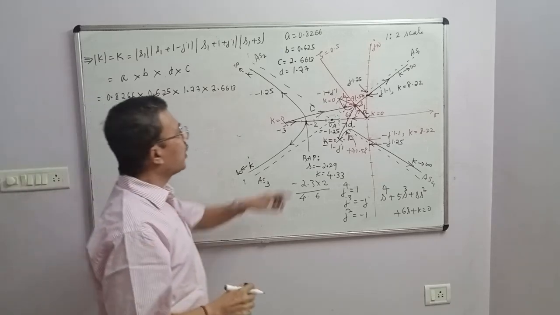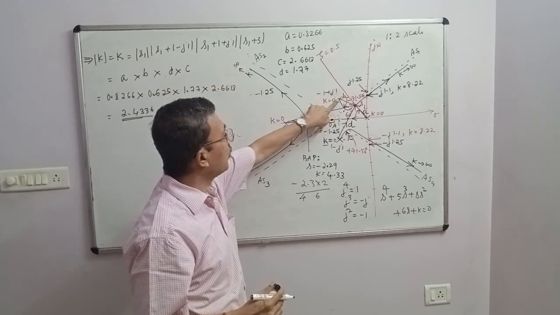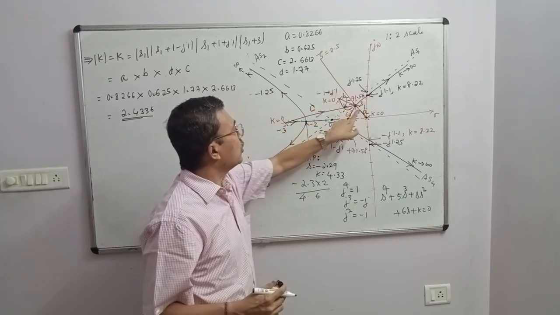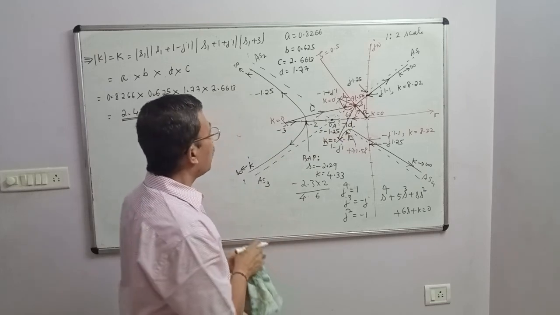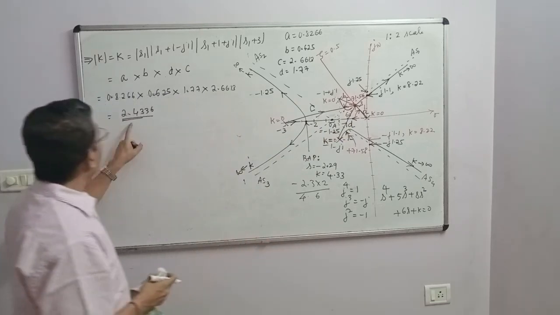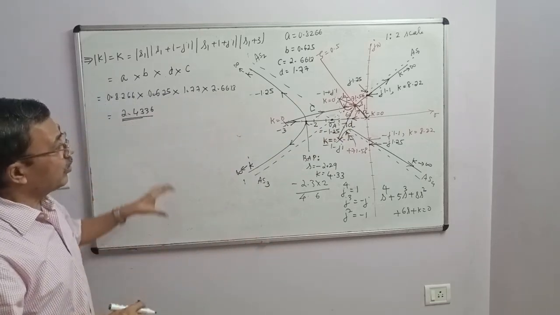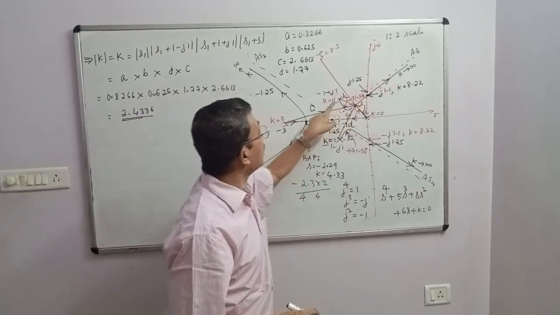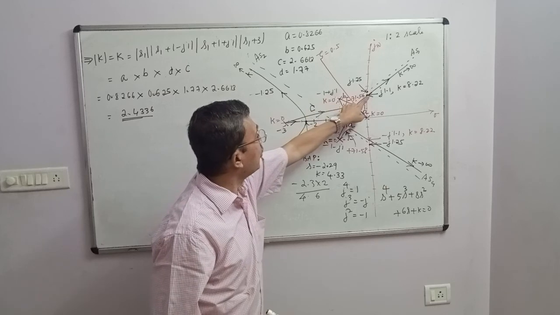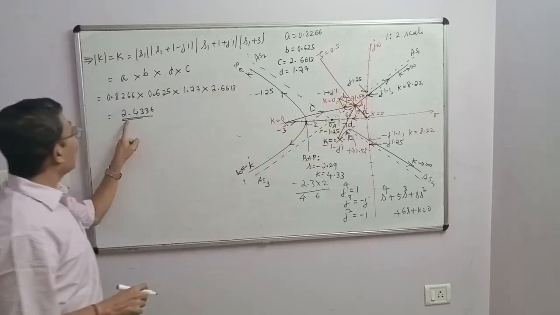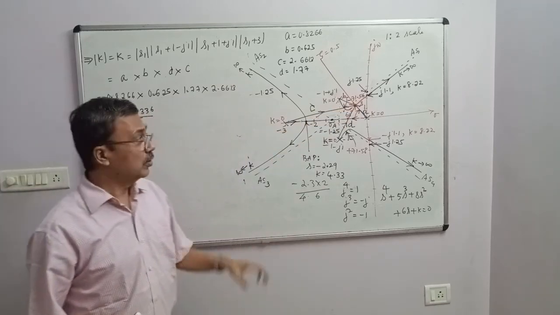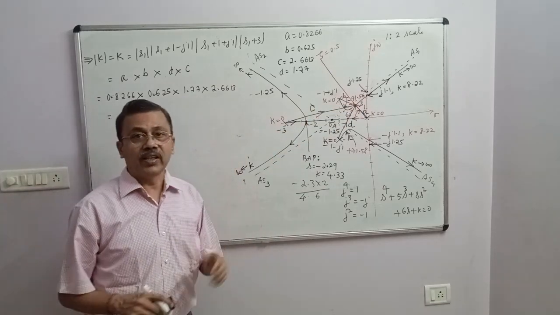See, what is the value of K here? Value of K at this pole is 0. Value of K at this intersection point is 8.22. The value of K at point S1 is 2.4336. The answer seems to be alright because in the direction of the arrow K is increasing. So here K is 0, here K is 8.22. What value have I got? 2.4336 is between 0 and 8.22. So the answer looks to be seemingly alright.